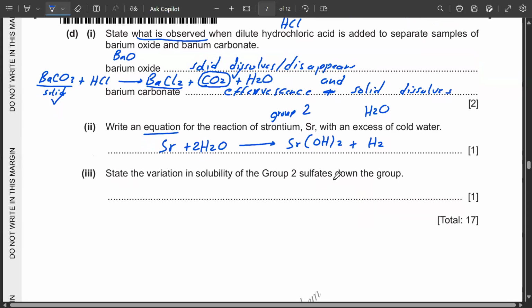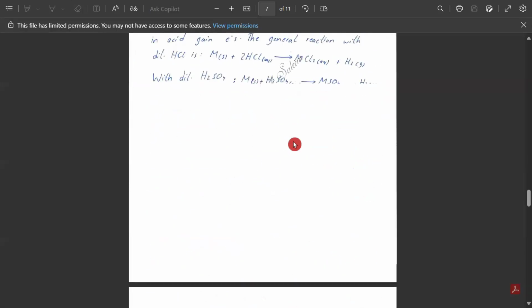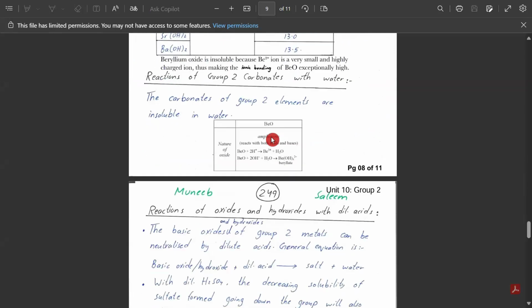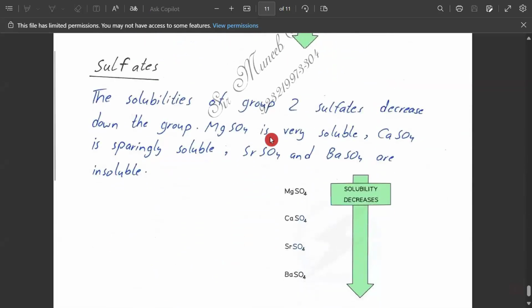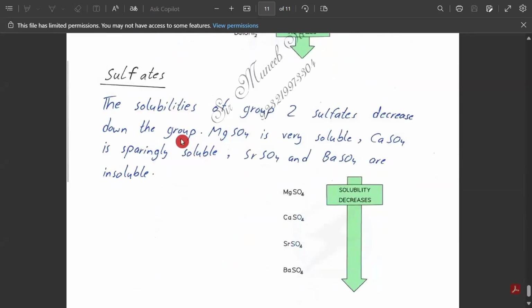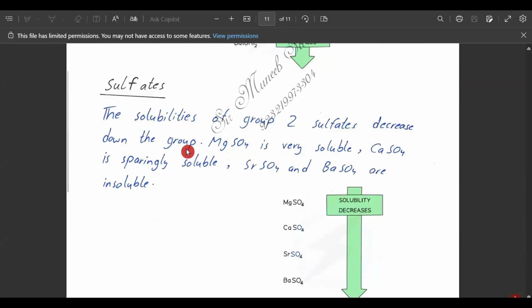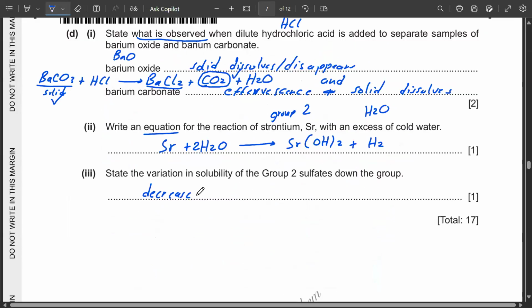State the variation in solubility of group 2 sulfates down the group. For this purpose, I will go back to the notes, and here we see the trend of the solubility of the sulfates down the group. It is said here, the solubility of group 2 sulfates decreases down the group. Why was that? Because of the presence of the protective layer of sulfate on the metal. So we say that it decreases down the group. We just say decreases down the group.